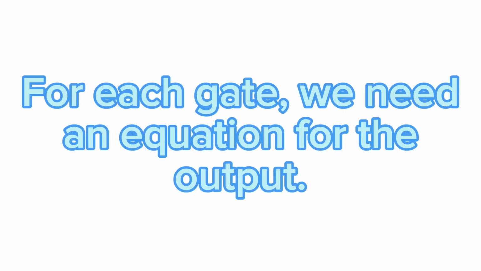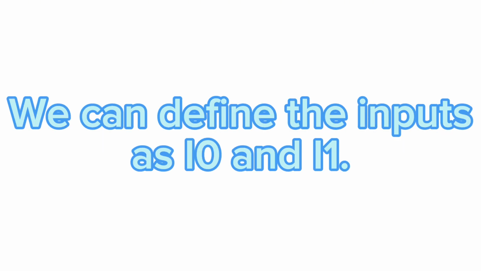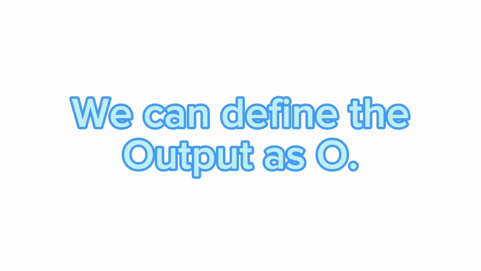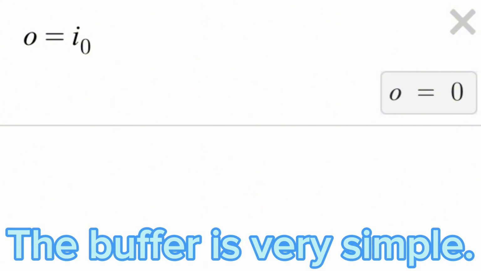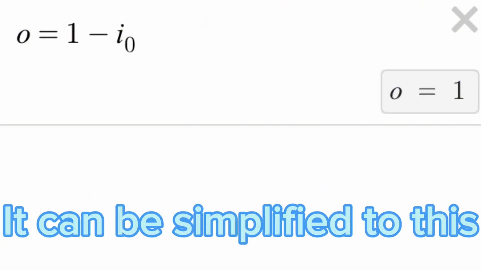For each gate, we need an equation for the output. We know that there are a max of 2 inputs in the gates. We can define the inputs as I0 and I1. We can define the output as O. The buffer is very simple. The NOT gate is also quite simple. It can be simplified to this.